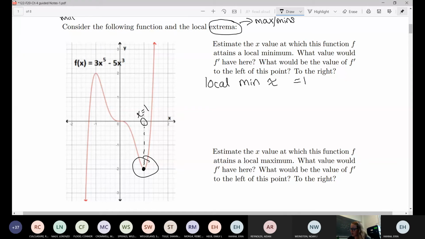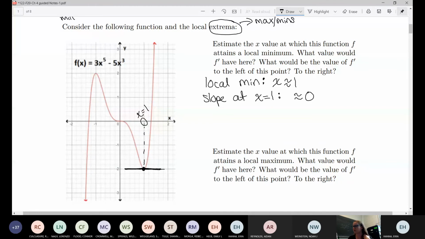Just in case it's 0.999 or something. Local min, let's say x is approximately 1. Again, just say approximate because we're not entirely sure yet. What value would the derivative have at that point? Remember, the derivative tells us slope, so what would the slope of the tangent line be at this point? Well, the slope at x equals 1, we could say that is approximately 0. Again, approximately, just because we're going with approximate values here.